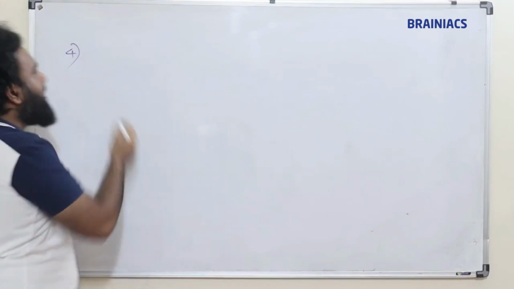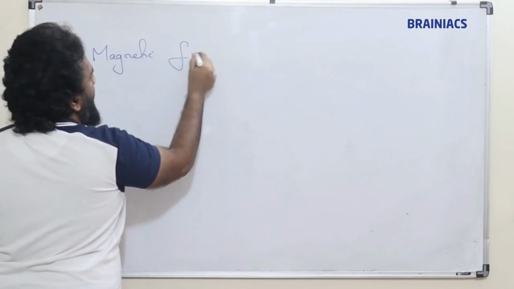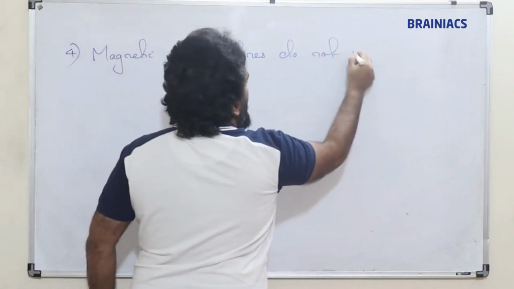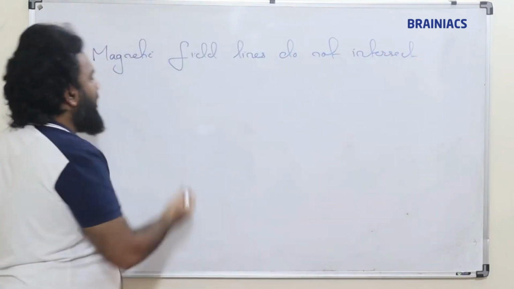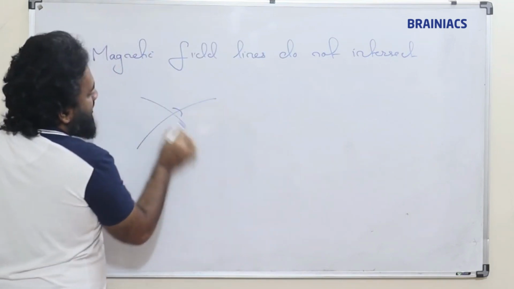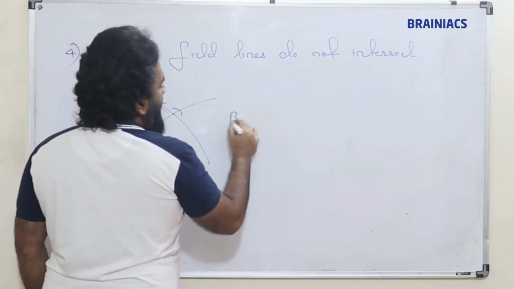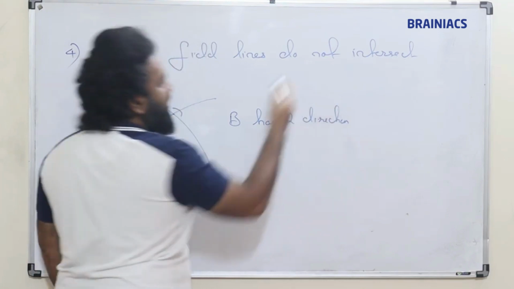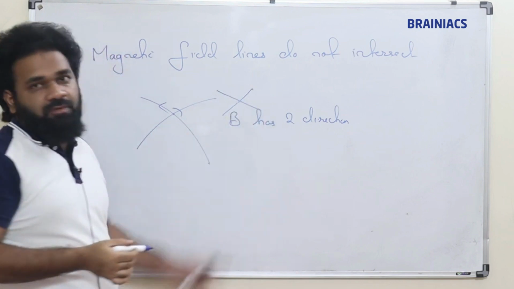Fourth point is magnetic field lines do not intersect. Okay, they should not intersect because they are vector. Magnetic field is vector. So suppose if they intersect like this, it shows that at this point magnetic field has two directions. If it is intersecting, then we will have to say that magnetic field has two directions, which is not possible.